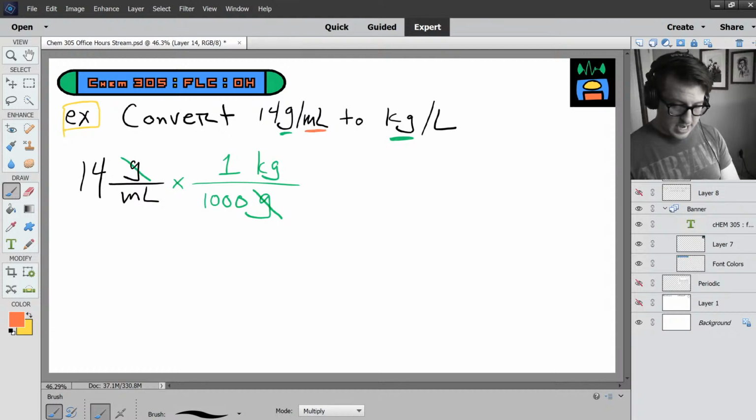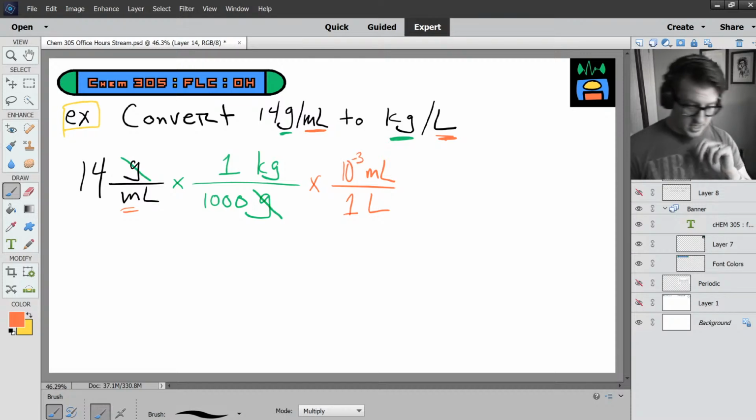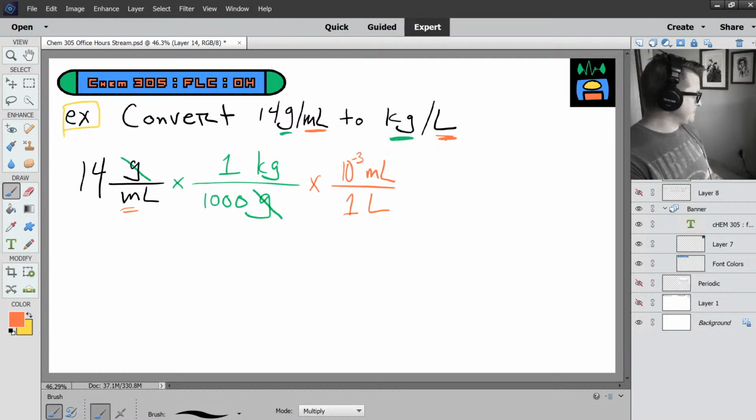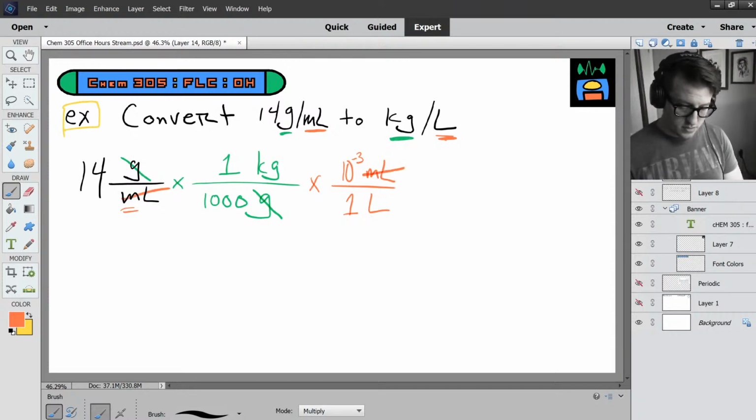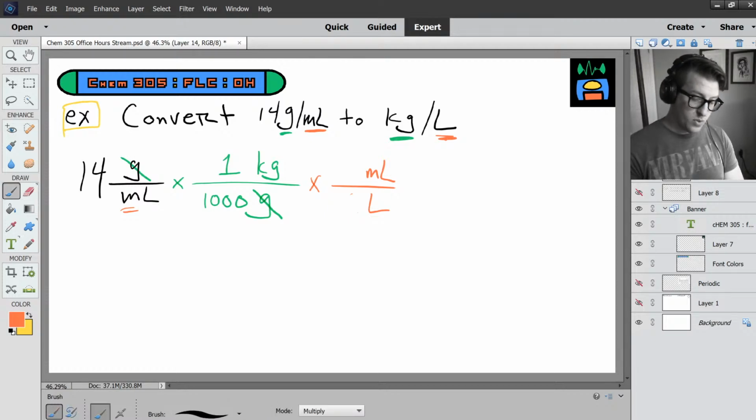Now let's look at our denominator. We want to convert from milliliters to liters in the denominator. So if we want to cancel milliliters here, we need to put it in the numerator over here. Then liters go in the denominator. Now, 1 liter is 10 to the negative 3 milliliters. Wait a minute. Oh, sorry, I messed that up. Hang on. So, sorry, 1 milliliter is 10 to the negative third liters. Now milliliters cancel.